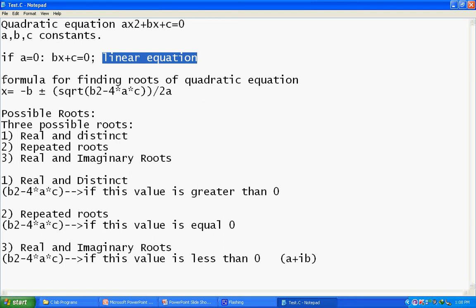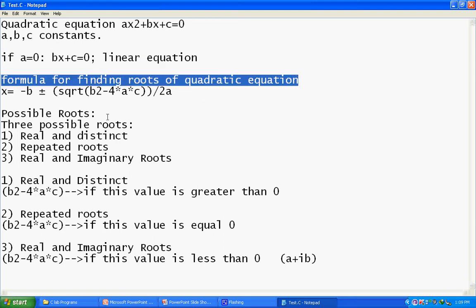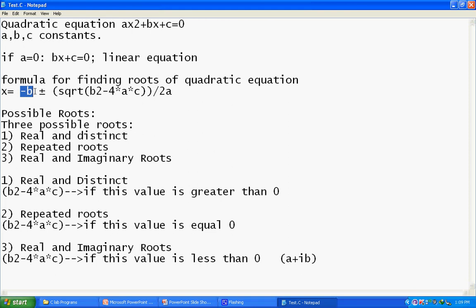The formula for finding the roots of a quadratic equation is x equals minus b plus or minus square root of b square minus 4ac, divided by 2a. Remember, in the formula we have plus or minus. With respect to this, I am going to have one formula with plus and one more formula with minus.